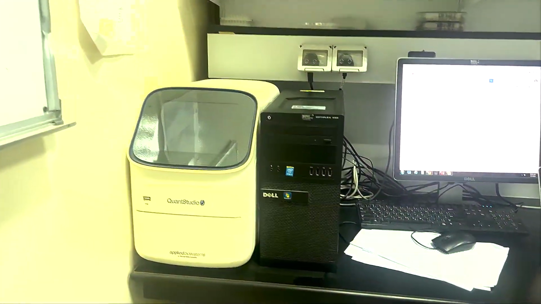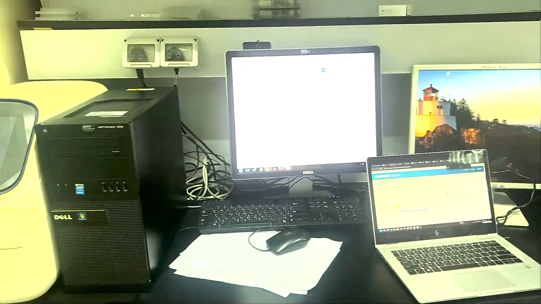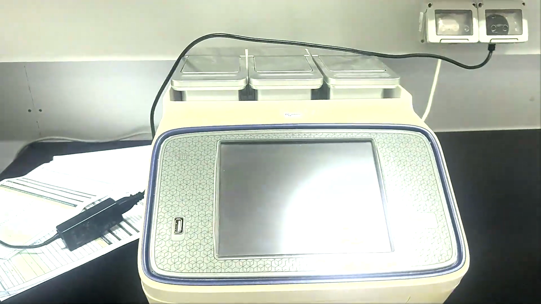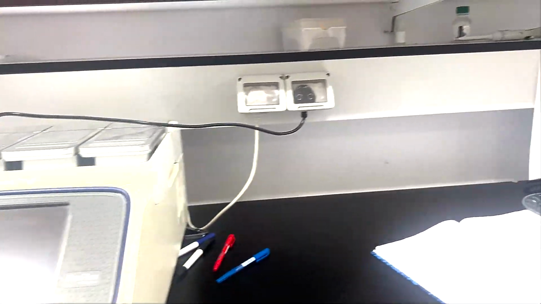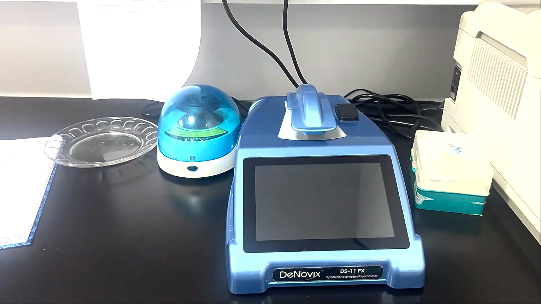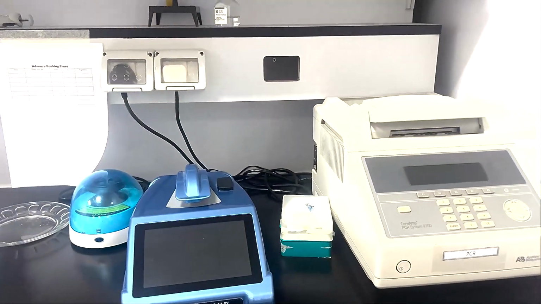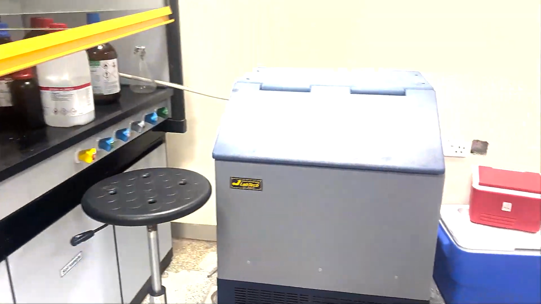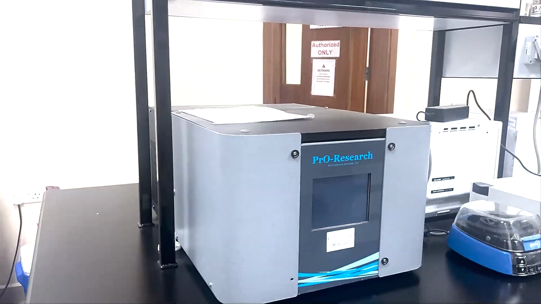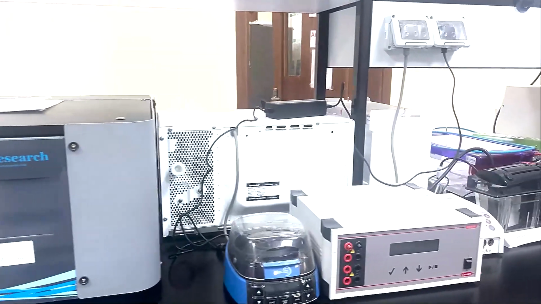We have different PCR. We have qPCR for gene expression analysis. We have some other type of PCR in which we can set different temperatures in one reaction. We also have the nanodrop for quantification of DNA, and we have the proteomics setup in our lab, which is used for proteome or protein related analysis.